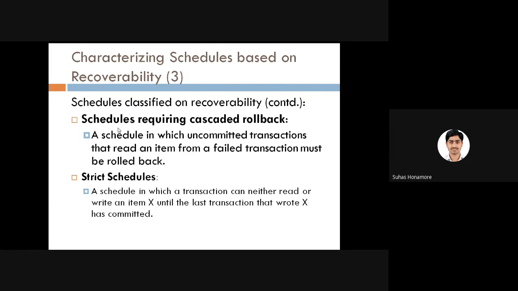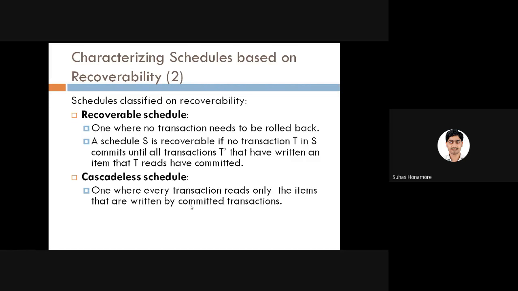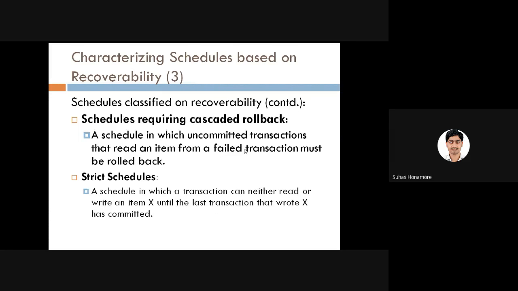Here a problem is happening. Uncommitted transactions that read an item from failed transactions. After a transaction commits, only then should other transactions read it. But if it is not committed, it may fail. If it fails, you have to roll back, because whichever data you are reading was manipulated by the failed transaction.